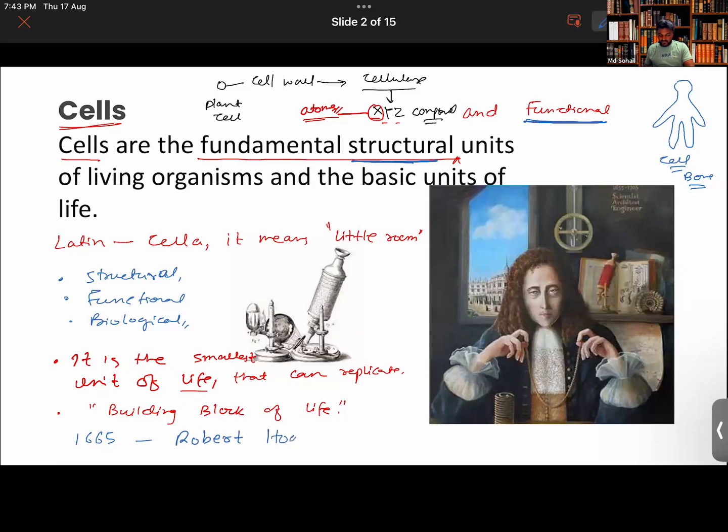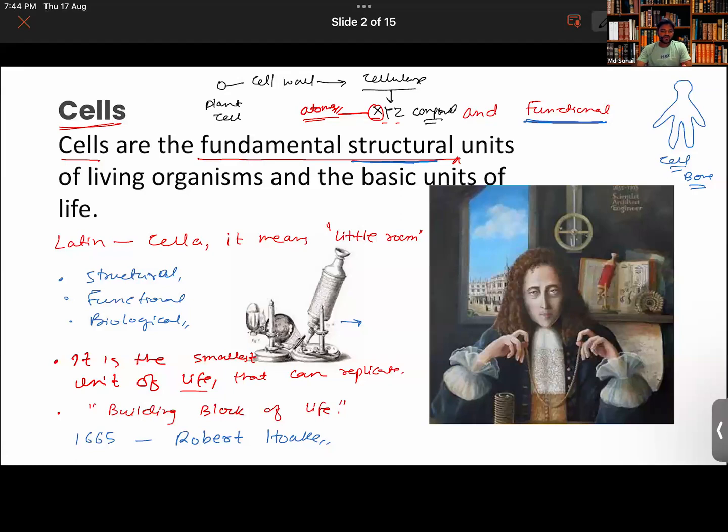So how many years ago? 1665. So almost 350 years ago, 400 actually. So that many years ago, this was the scientist who used a very primitive microscope that you can see here. This was the microscope which was used by him. So using this primitive microscope, he discovered the cell.